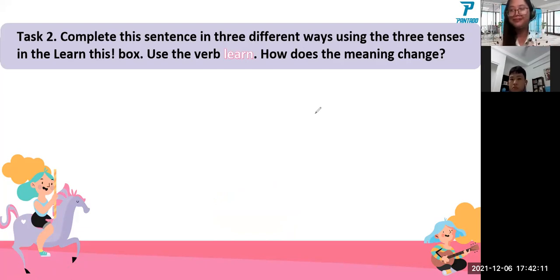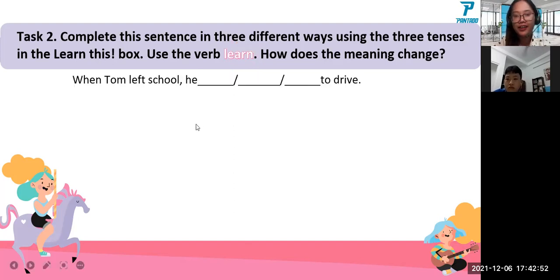Please read. Complete this sentence in three different ways using three tenses in the learn this box. Use the verb learn. How does the meaning change? Now you are going to make a sentence using the verb learn, okay? Three tenses. What are the three tenses? Past simple, past continuous, and past perfect.